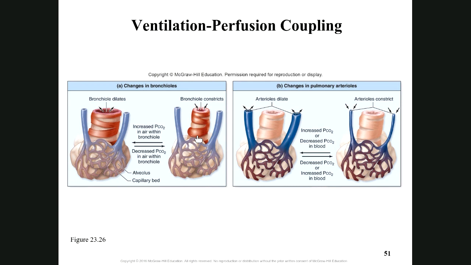And we have some changes in the perfusion of our blood vessels. Increased pressure of carbon dioxide or decreased pressure of carbon dioxide in our blood can change the diameter of our arteriole. Here you can see vasodilation. Vasodilation takes place when we have a decrease in the pressure of carbon dioxide or an increase in the pressure of oxygen in our blood.